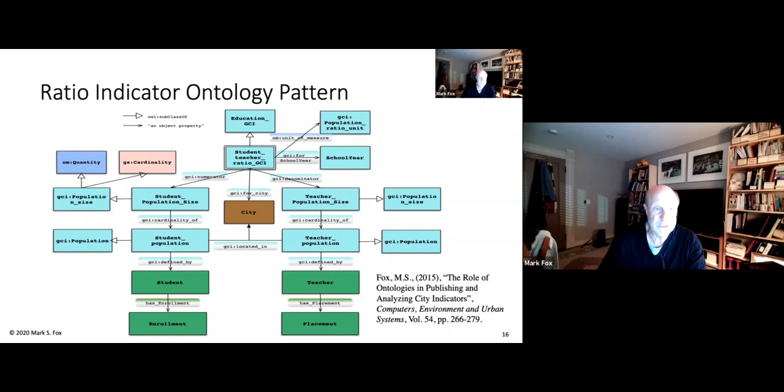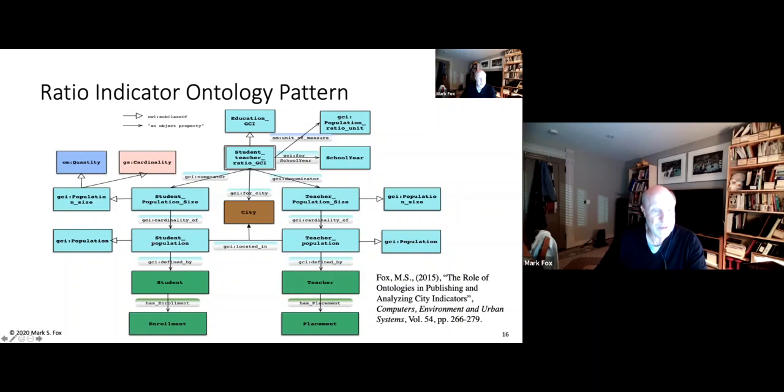And what is a ratio indicator? A ratio indicator has a numerator, which is a population size, and a denominator, which is another population size. In the case of the student-teacher ratio, the numerator is a student population size. The denominator is a teacher population size. The student population size is the cardinality, a measure of the size of a population, which is here. So we have a population here, which is a set of students, which is a subclass of population.